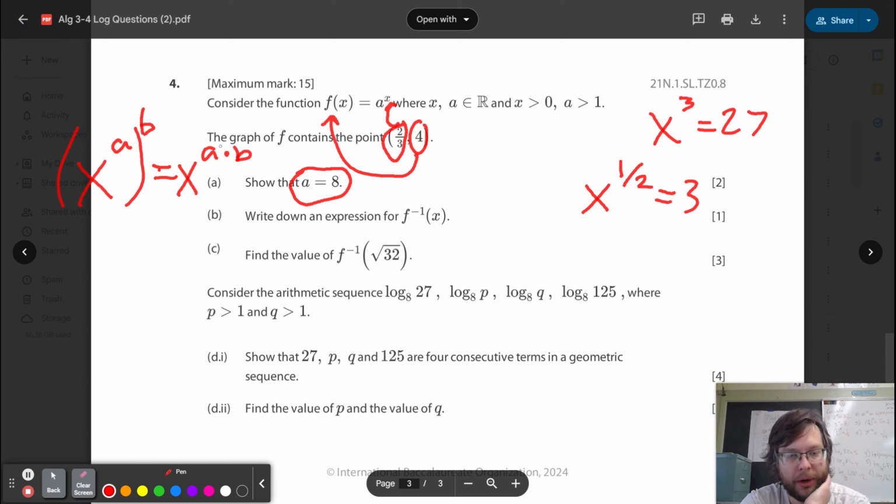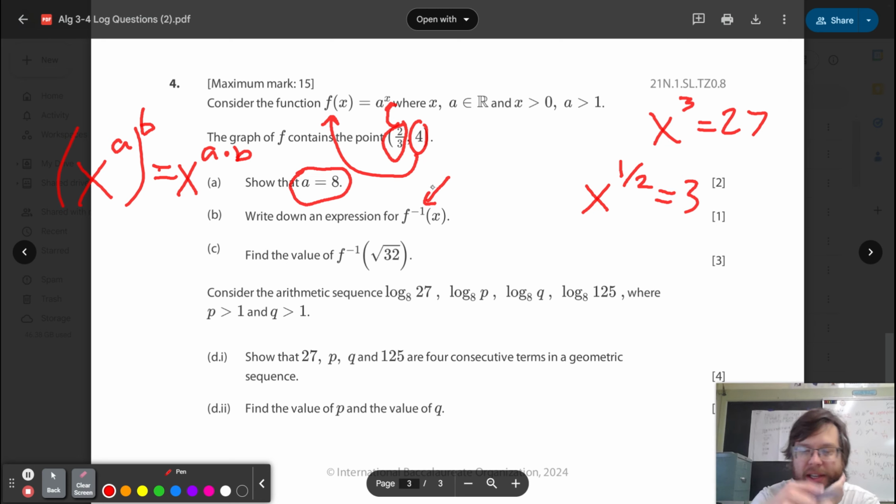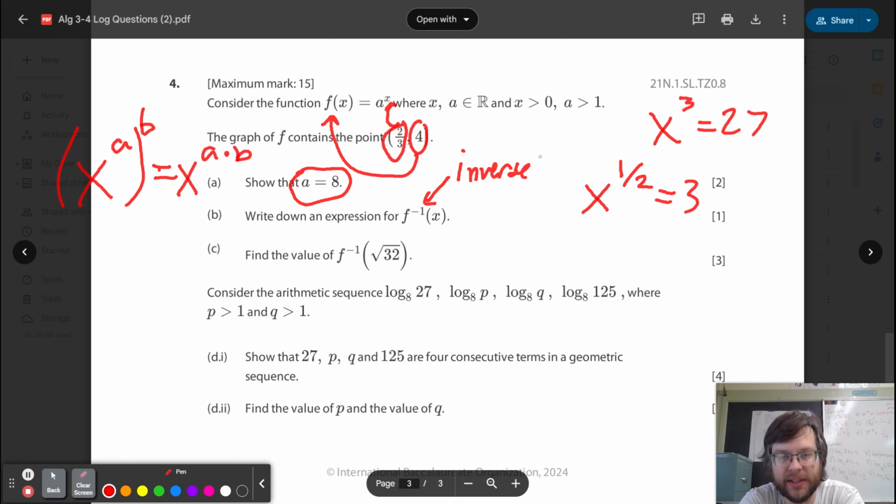Okay. Part B says write down an expression for f inverse of x. That doesn't mean actually raising it to the negative 1 power. I know it looks like raising it to the negative 1 power. That just means the inverse. Okay. And so we're starting with an exponential function, f of x equals a to the x, and we're asked to write an inverse function. Think about what inverse means. What kind of thing do we use for the inverse of an exponential? And how can we switch around the original equation to be its inverse?